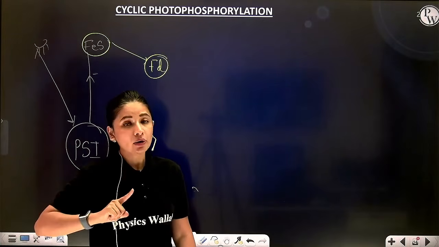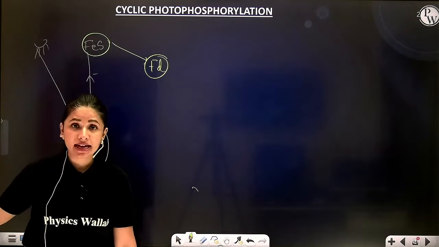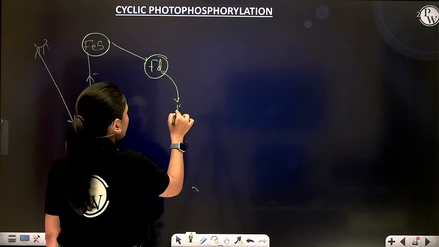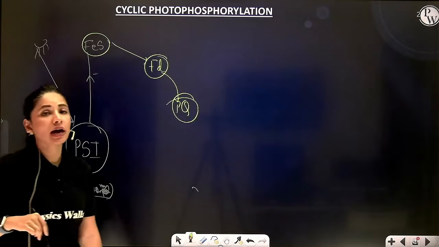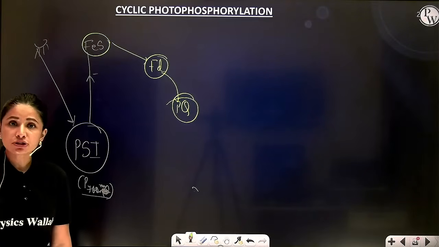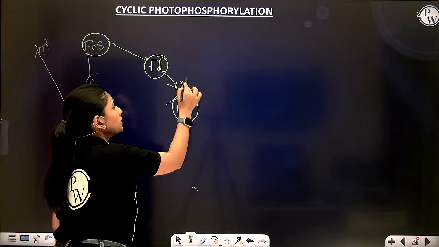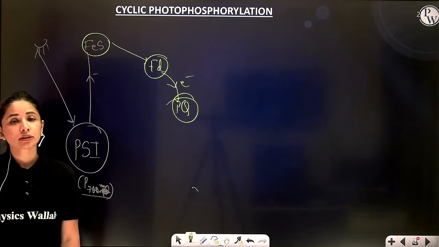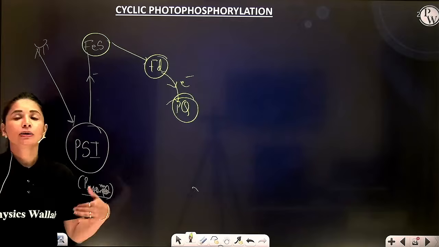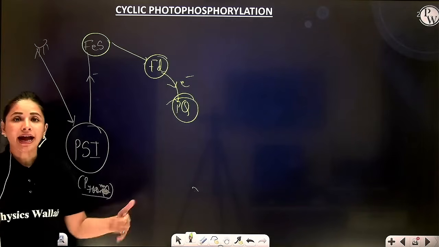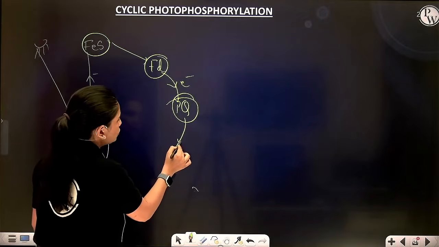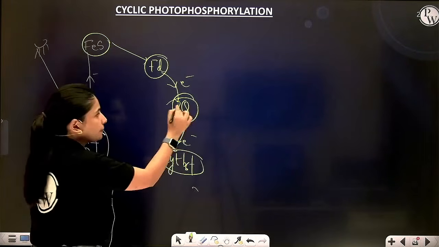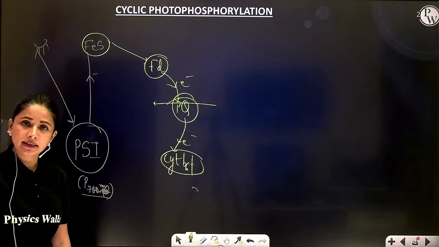Ferredoxin takes the electron from iron sulfur but is not happy to keep it. So now instead of passing it to the enzyme NADP, ferredoxin will pass the electron to plastoquinone. Plastoquinone will not only accept the electron from ferredoxin but will also accept the proton from the stroma, pump it inside the lumen and pass the electron to cytochrome B6F, creating a proton gradient.